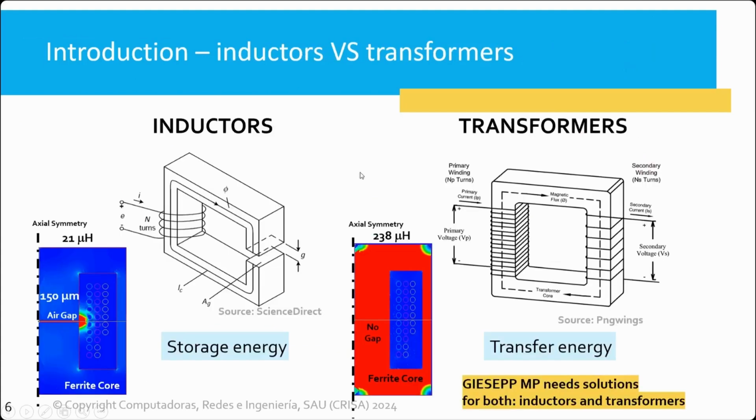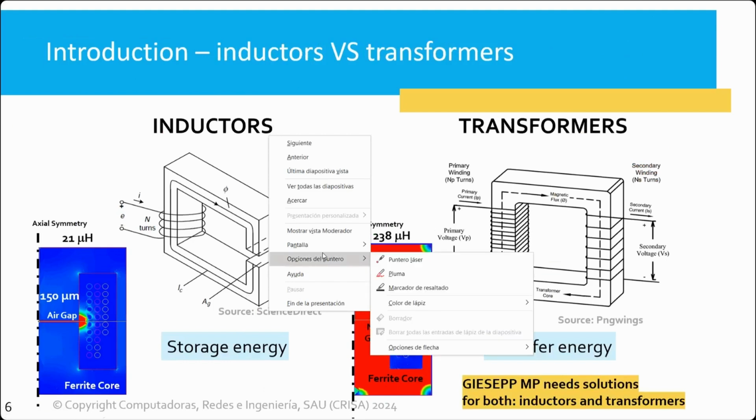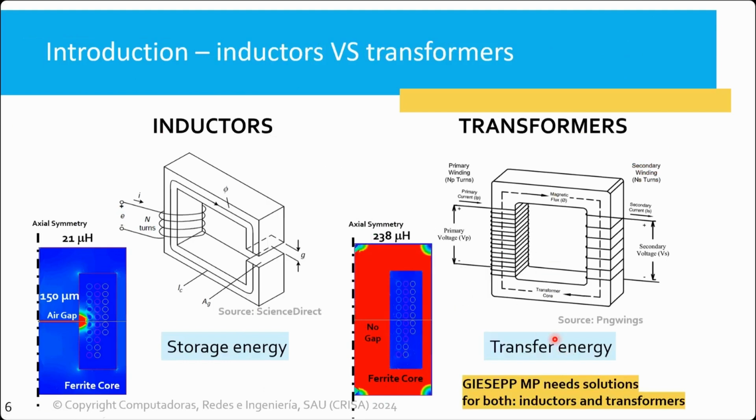Another classification that we can do on magnetic components is that they can be grouped into inductors and transformers. This is a very basic classification. Inductors are used for storing energy, and transformers are used for transferring energy. And in GIESEPP MP, we need solutions for both of them. One main difference between them is that most inductors have an air gap, which you can see here. So the energy is stored mainly in that area.